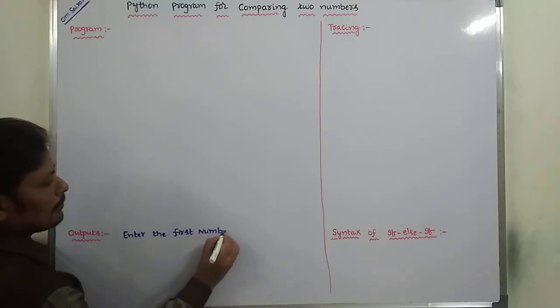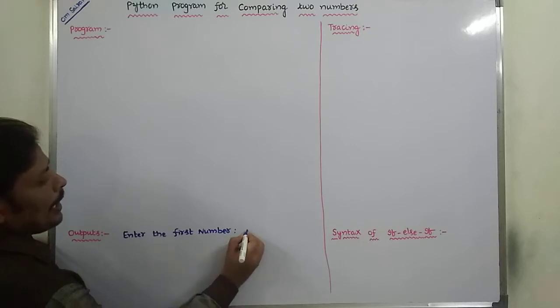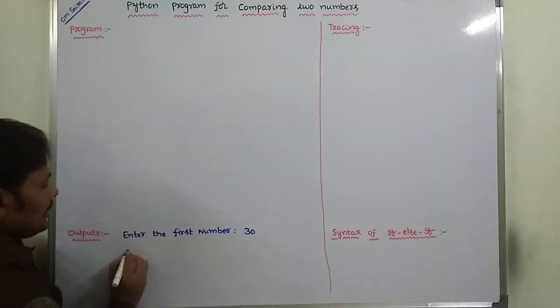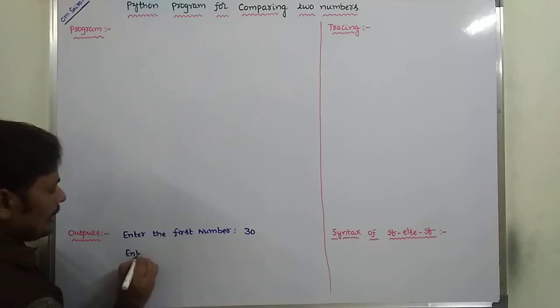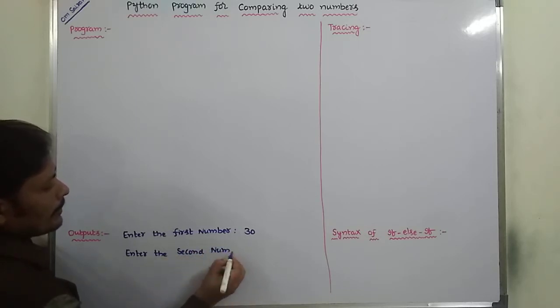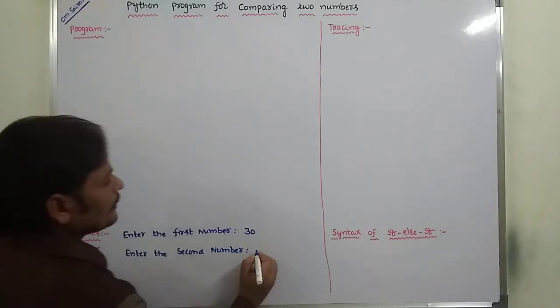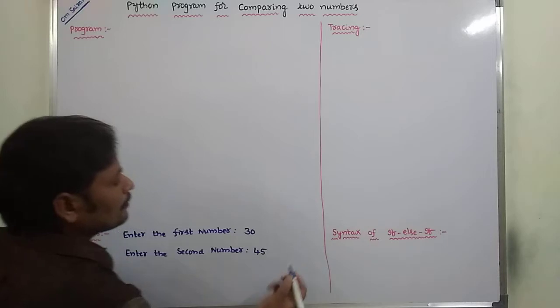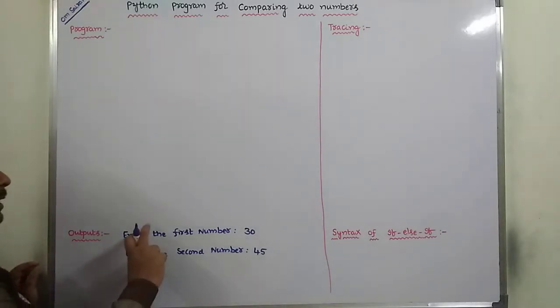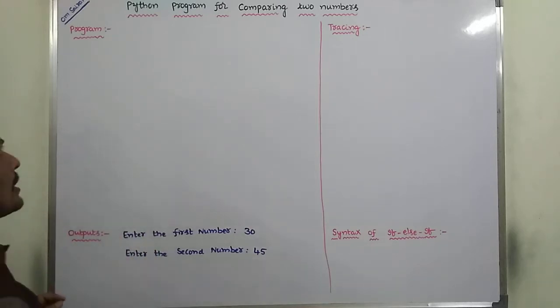Enter the first number. So I am giving 30. Next, enter the second number. I am giving 45. So now we have to write the program according to the given steps.